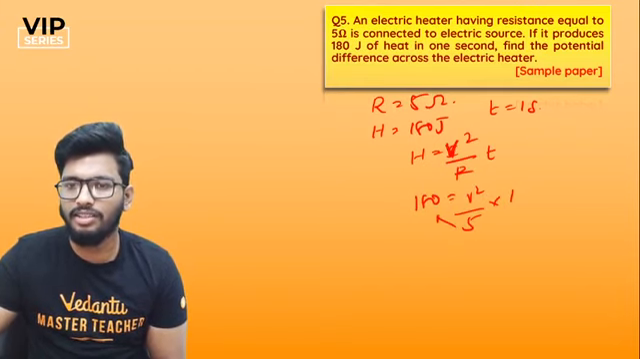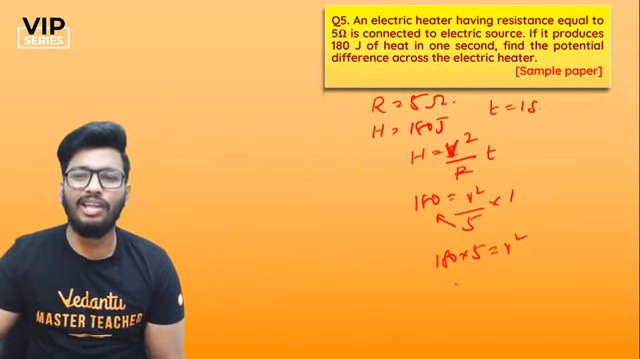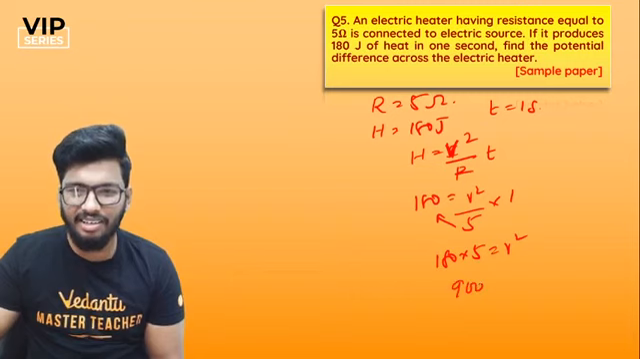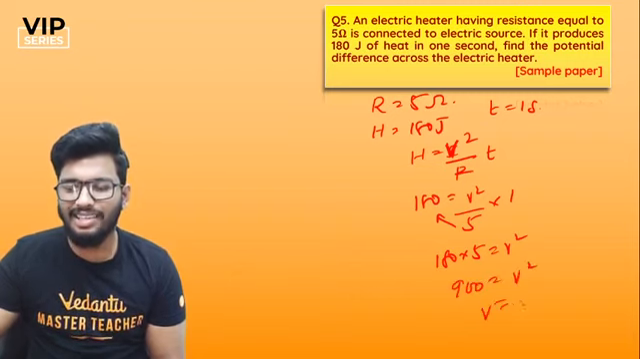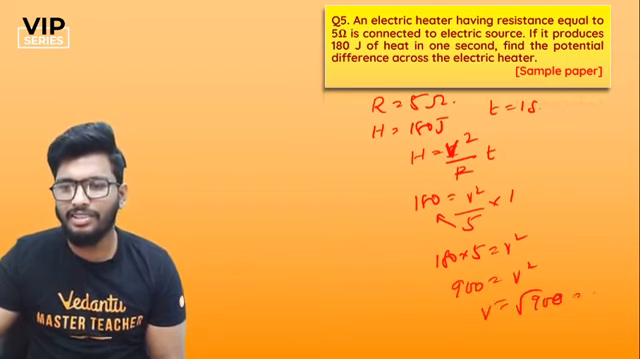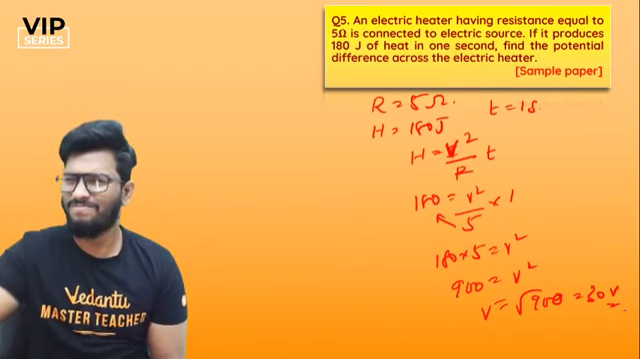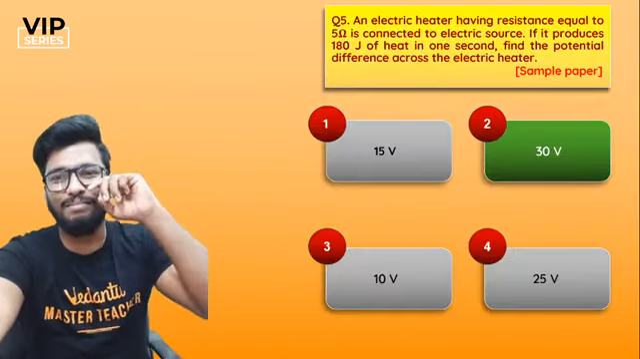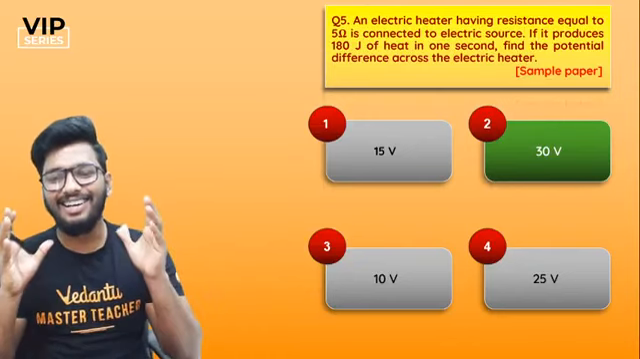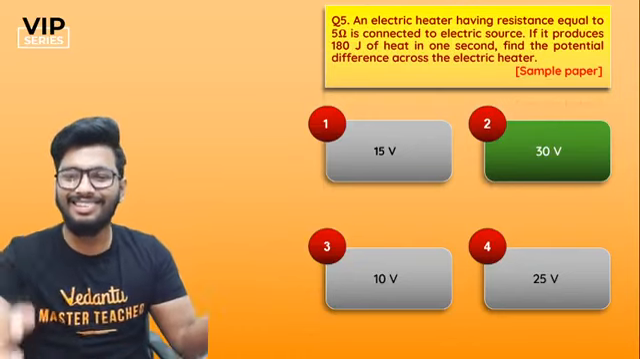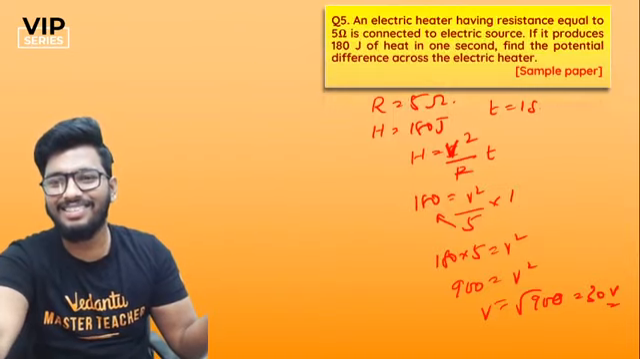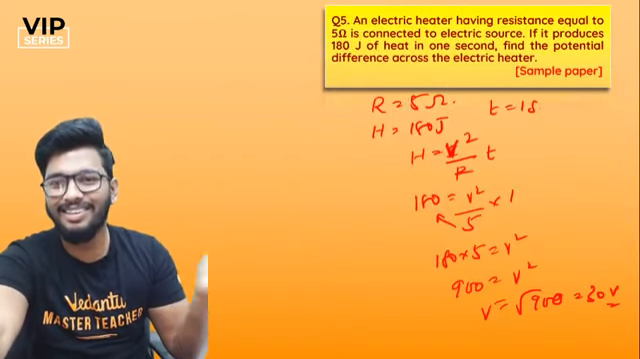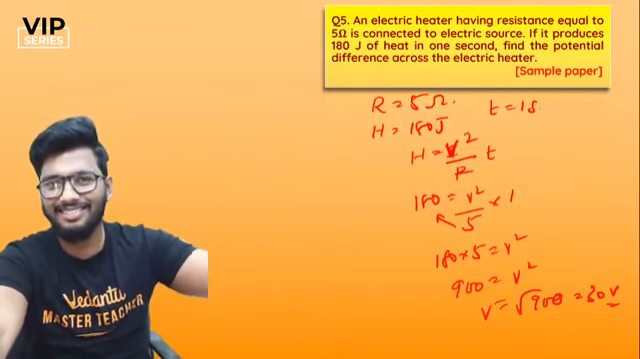So 5 goes to the other side. 180 into 5 is equal to V squared. That's 900 equals V squared. So V is equal to root of 900, which is nothing but 30 volts. That's the answer, people. So 30 volts will be the answer to this question. Again, direct substitution and getting the answer. There's nothing too complicated about it at all. Substitute, find the answer, move on.